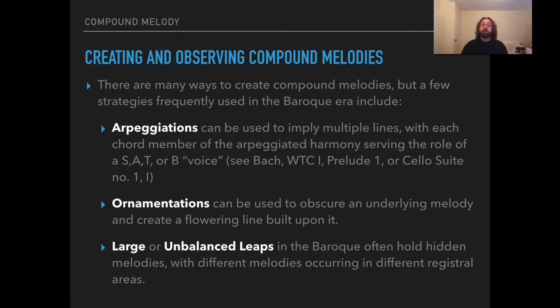So in creating and observing compound melodies, there are a few strategies that we can use. We can look for or utilize arpeggiations. These can be used to imply multiple lines, with each chord member of the arpeggiated harmony serving the role of the soprano, alto, tenor, or bass quote-unquote voice. For instance, you could see Bach, the first prelude from the Well-Tempered Clavier, Book 1. These arpeggiations basically outline different voices of a chord.